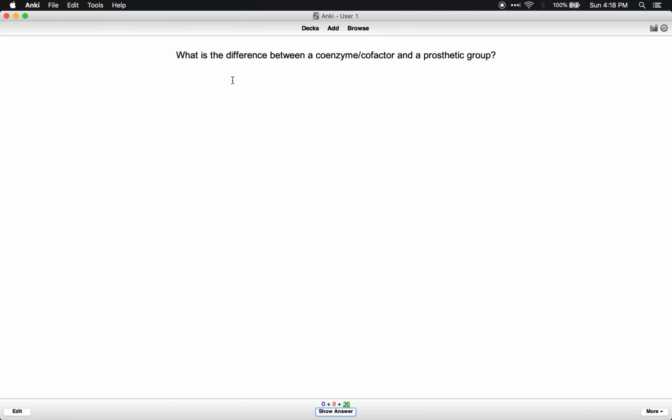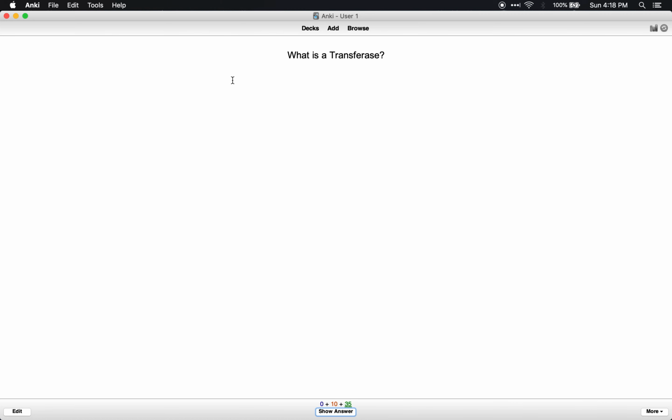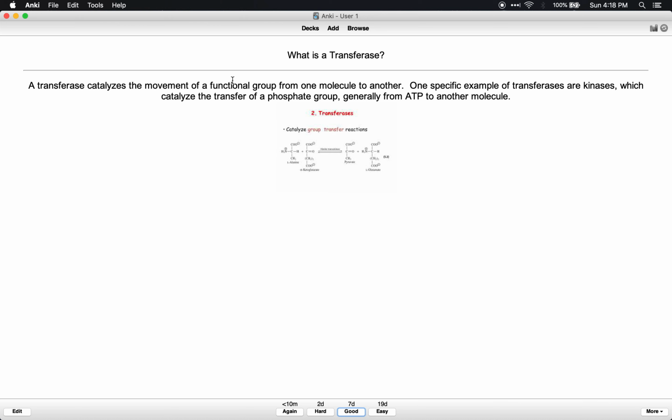What is the difference between a coenzyme, cofactor, and a prosthetic group? Prosthetic groups are typically covalently attached, I think. Coenzymes and cofactors aren't covalently attached. A prosthetic group is just a cofactor or coenzyme that's very tightly bound to the enzyme and is critical for its function. Transferases transfer functional groups from one molecule to another, typically phosphate groups.